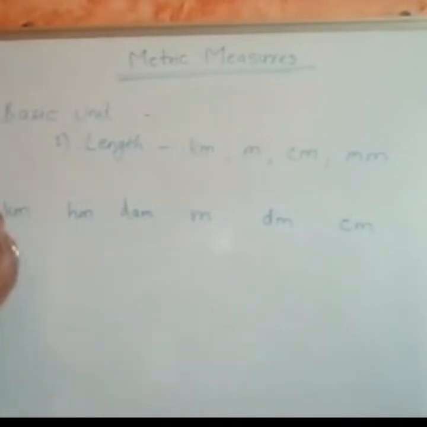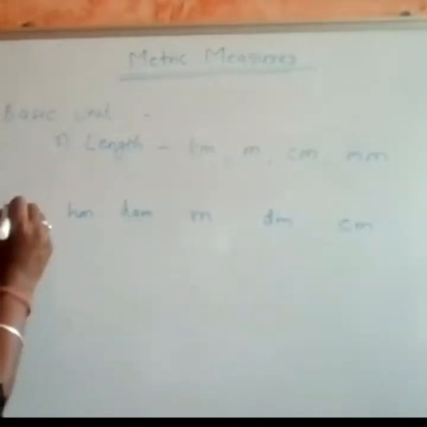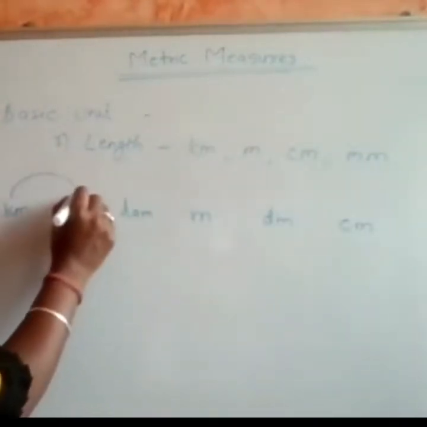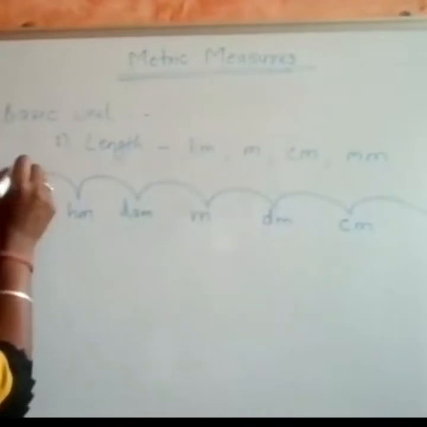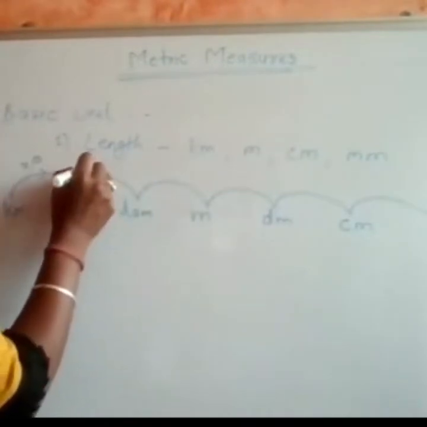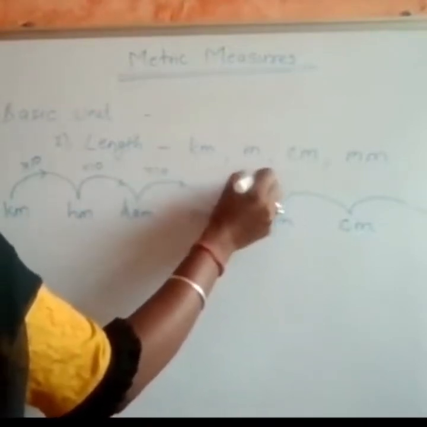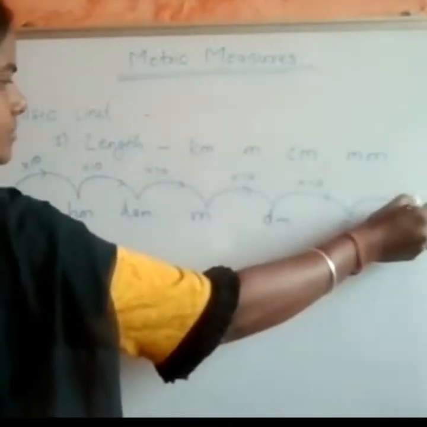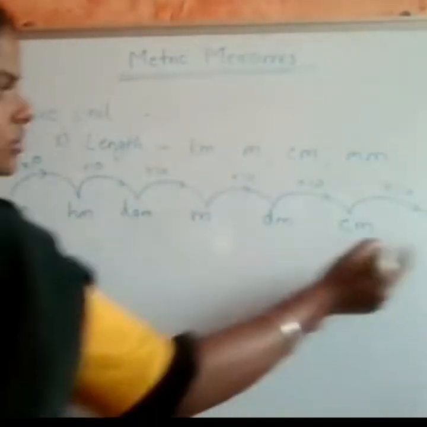Kilometer is used for the larger distance. Lesser than kilometer we have the hectometer, decameter, meter, decimeter, centimeter, and millimeter. When we move from higher to lower, we multiply by 10 at each step. When we move from lower to higher, we divide by 10.